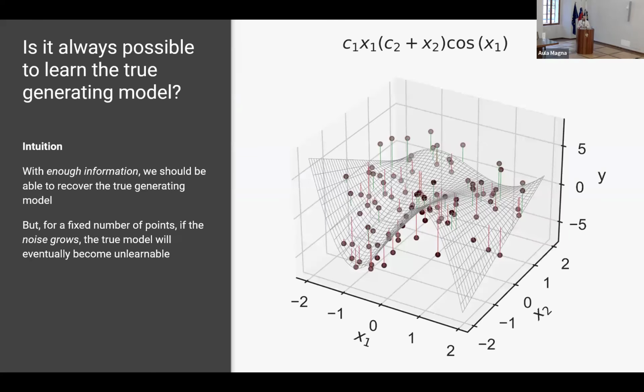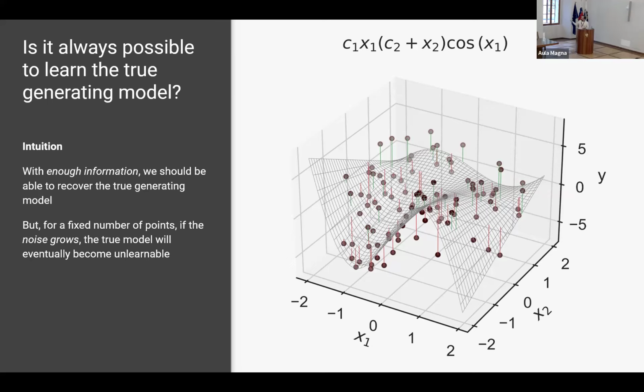Okay, so just to finish. Up to here, everything has been pretty optimistic. You give us some data, and we are able to find closed form mathematical models that approximate the data pretty well. But intuitively, there is something that sounds weird in there. So think with me. Imagine that you give me some data like this, the points here, and the true model is the surface in here.